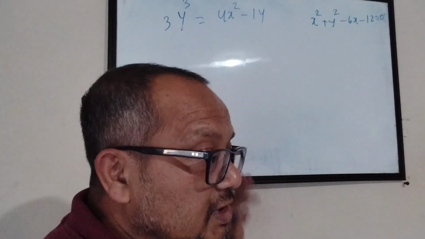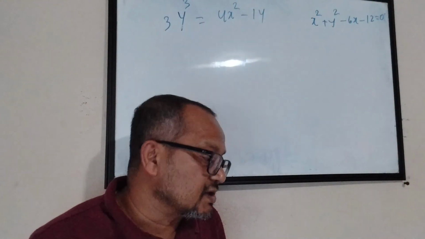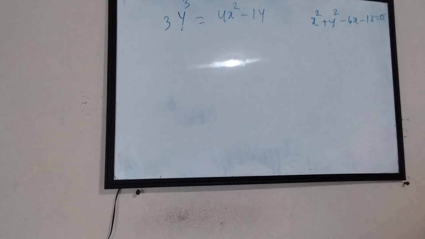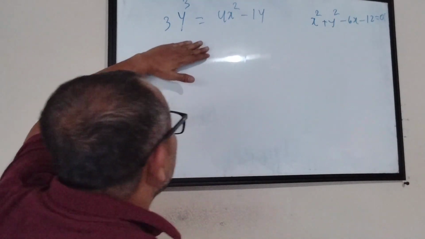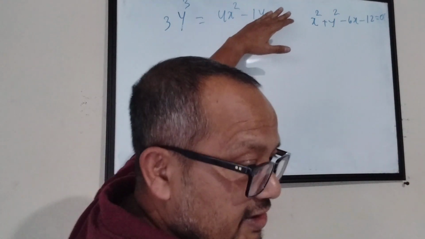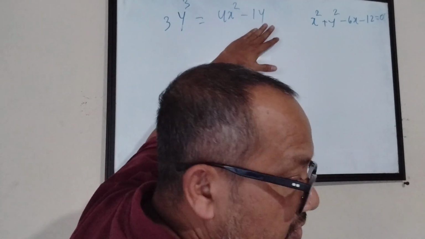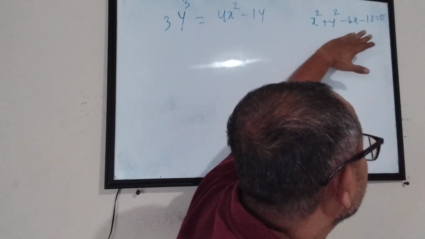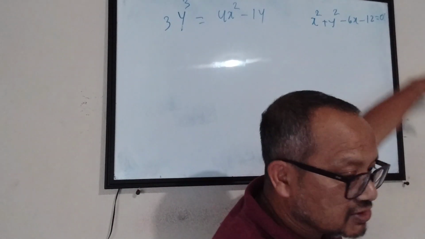These are two equations you have. Convert these into function form. I will read it for the kids on the screen. 3y cubed equals 4x squared minus 14. 3y cubed equals 4x squared minus 14. The second one is x squared plus y squared minus 6x minus 12 equals 0.